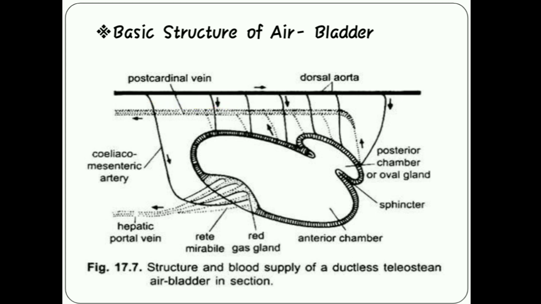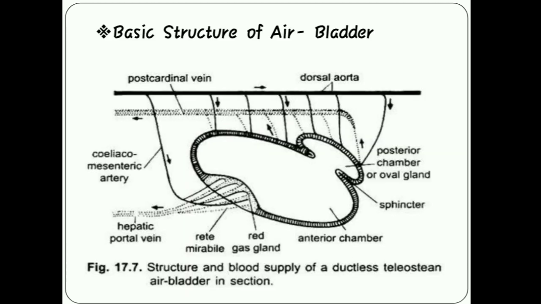This is a postcardinal vein. This is a dorsal aorta. These figures indicate air bladders. The air bladders are divided into two lobes. The first lobe is called the anterior chamber and the second lobe is called the posterior chamber. The anterior chamber is larger than the posterior chamber.